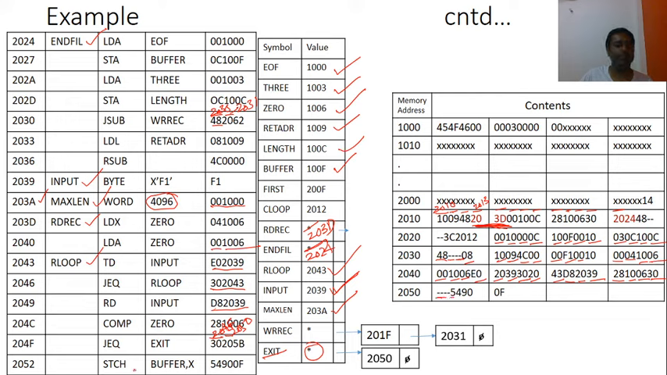Now the next instruction is STCH BUFFER,X. BUFFER is defined already. You can assemble this instruction. So what will be the object code? 54900F. It is loaded here, 54900F. So you can see that until this instruction, this will be the content of the memory when we apply the load and go assembler, and this will be the content of the symbol table.